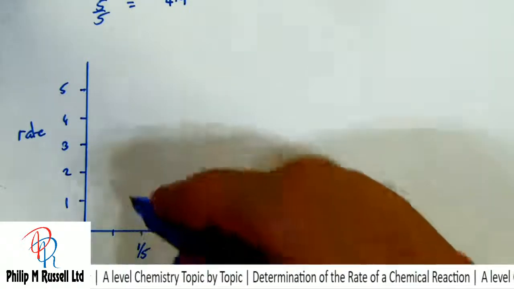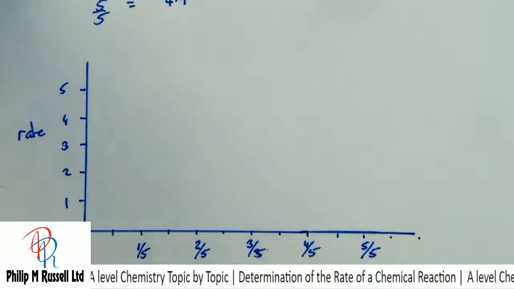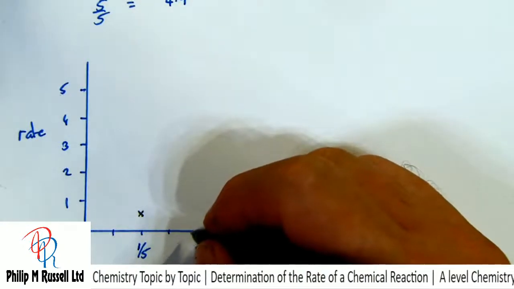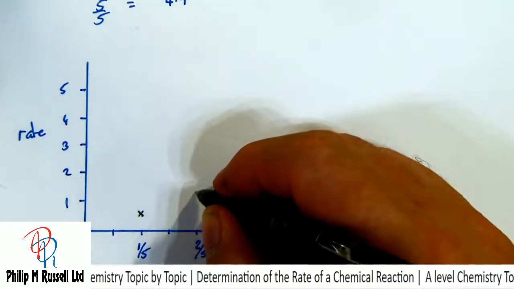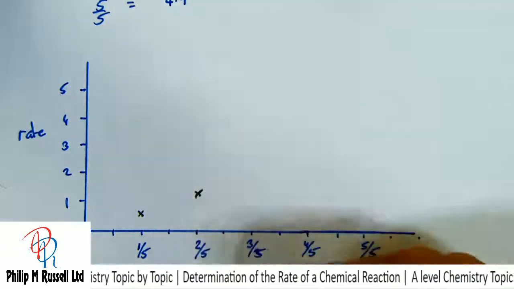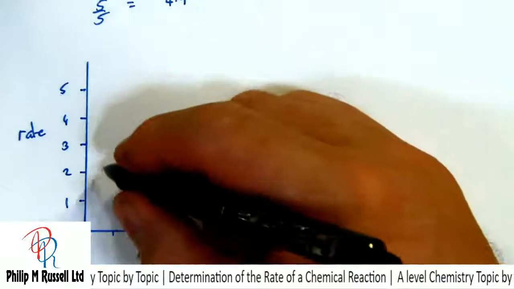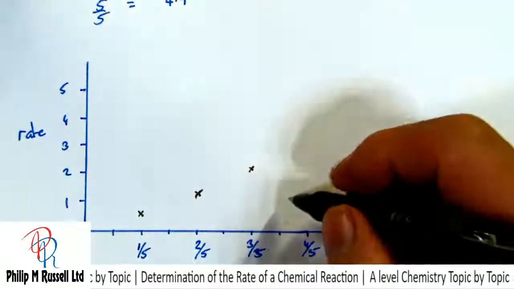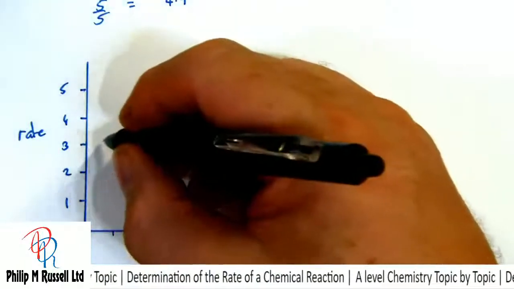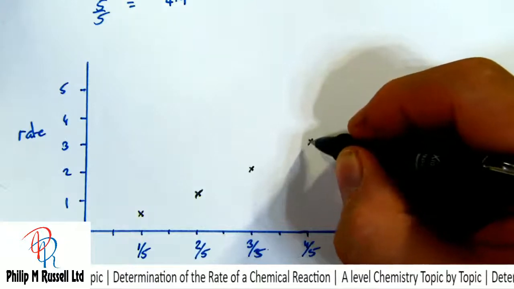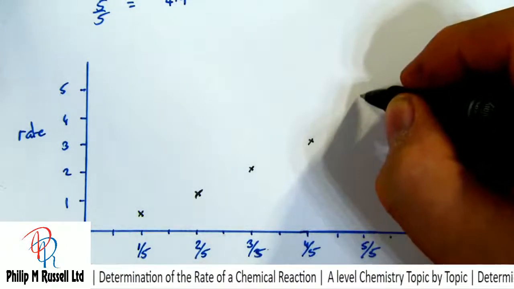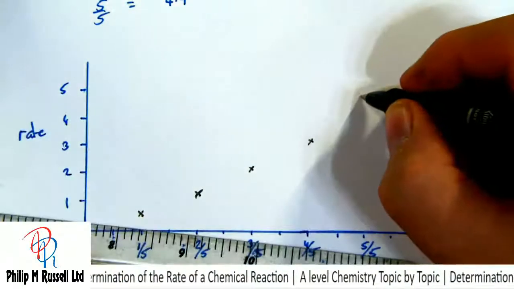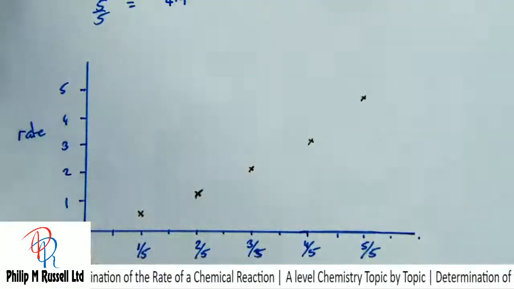So let's get a feeling for what we've got. At 1/5 I've got, I'll plot them in a different colour, a half. At 2/5 we've got 1.2. At 3/5 we've got about 2.2. At 4/5 we've got about 3.1, and 5/5 we've got about, just trying to get this about right there, about 4.9.